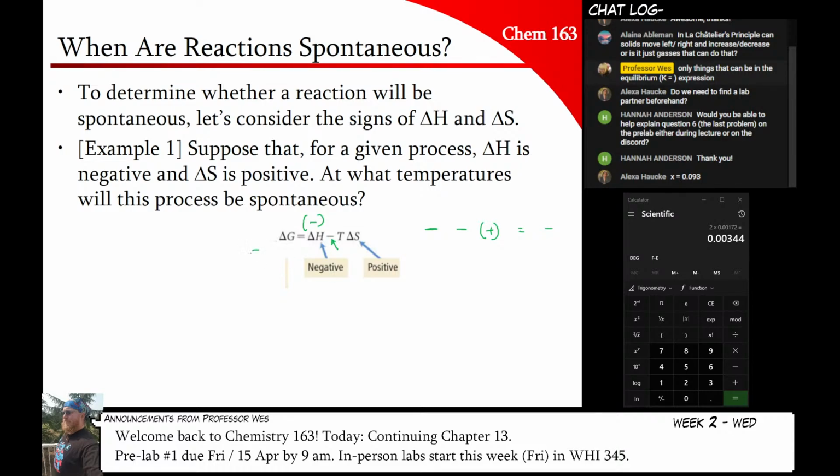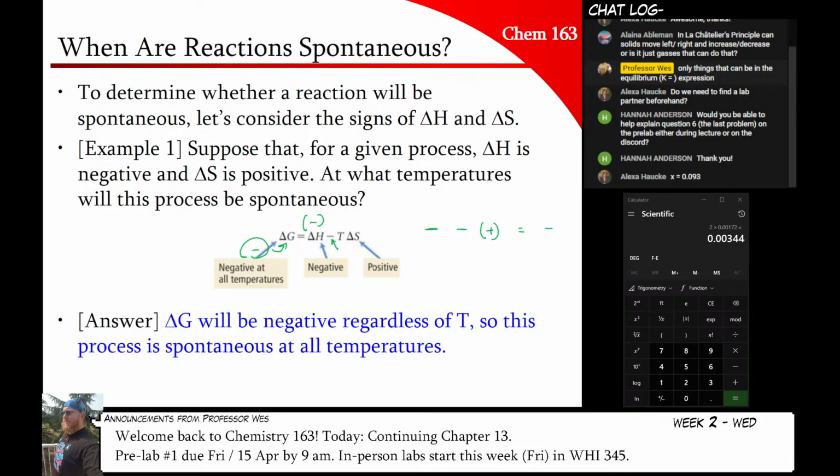So overall, delta G will be negative under these conditions, regardless of what numbers you enter. You can put any negative number for delta H and any positive number for delta S, and those terms will just complement each other. They will become more and more negative. So this reaction, when I punch all of this information in, regardless of what temperature I get, I am going to get a negative delta G. So this reaction would be spontaneous at any temperature you want. So if delta H is negative and delta S is positive, spontaneous at all temperatures.